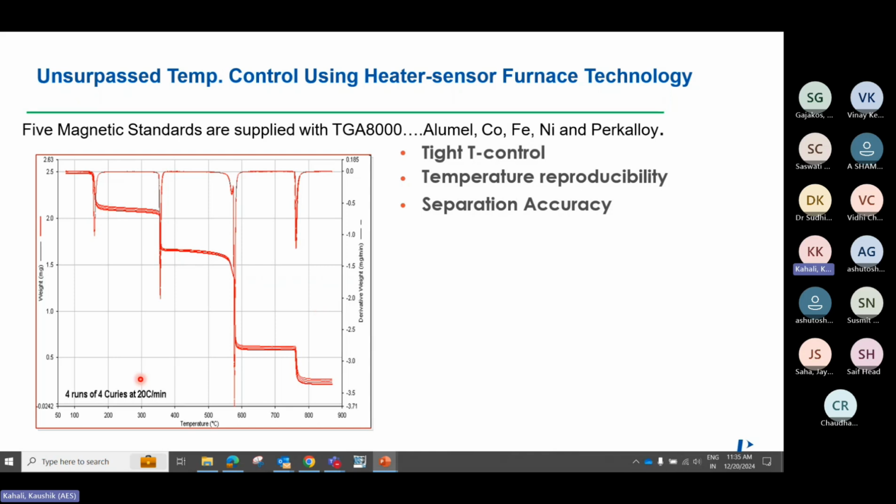So here you can see the 4 runs of 4 QDs at 20 degrees Celsius. All the data are almost 100% reproducible. There is hardly any difference found between the 4 runs which were done during the calibration procedure.